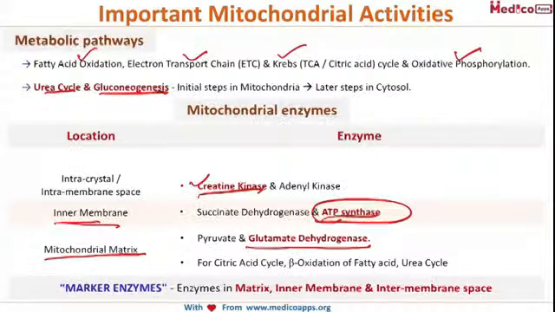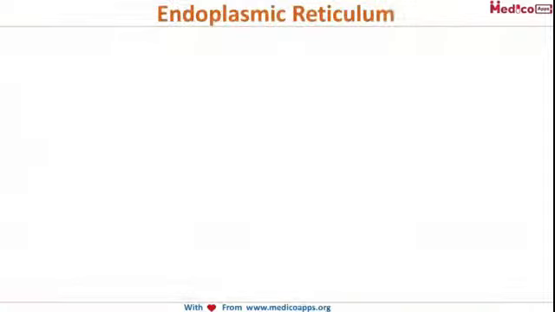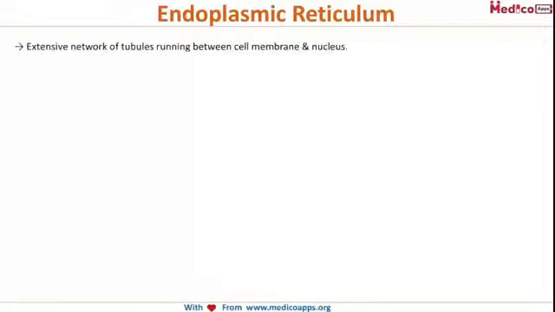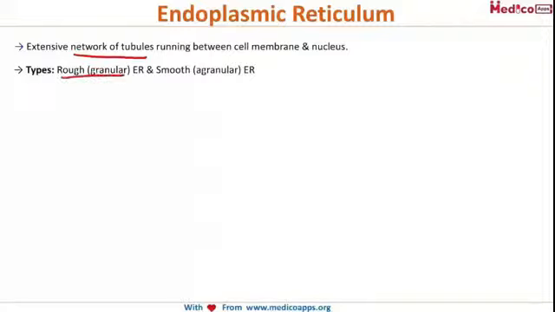Okay. Now, let us proceed to the most important organelle after mitochondria, that is the endoplasmic reticulum. By definition, the structure of endoplasmic reticulum is an extensive network of tubules. It is a network of tubules running between the cell membrane and the nucleus, right. And we all know that there are two types of endoplasmic reticulum, the rough or the granular endoplasmic reticulum and the smooth or the agranular endoplasmic reticulum.